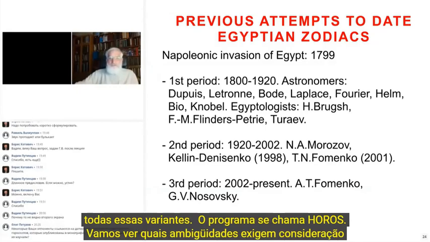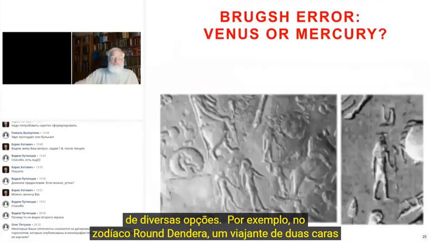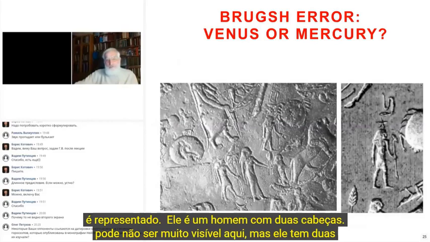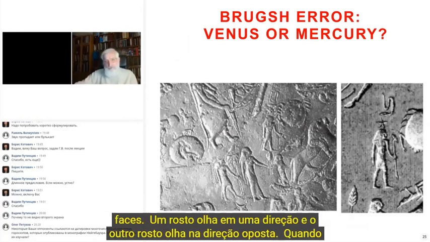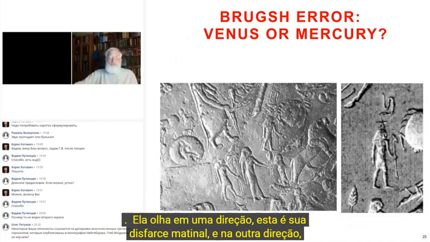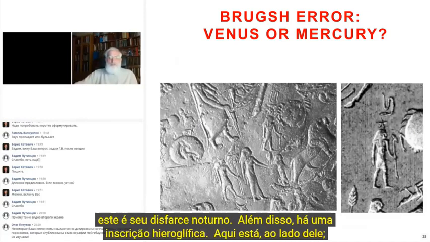Let's see what ambiguities require consideration of various options. For example, on the round Dendera zodiac, a two-faced wayfarer is depicted. He is a man with two heads. It may not be very visible here, but he has two faces. One face looks in one direction, and the other face looks in the opposite direction. When Brooks explored this zodiac, he said it was Venus because it is the morning and evening star. She looks in one direction, this is her morning guise, and in the other direction, this is her evening guise.